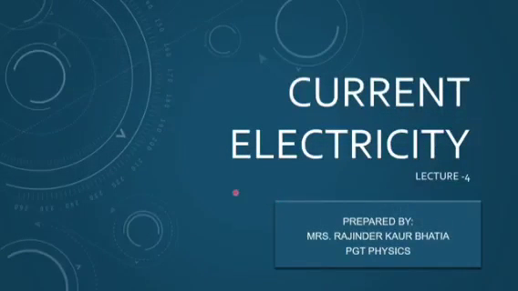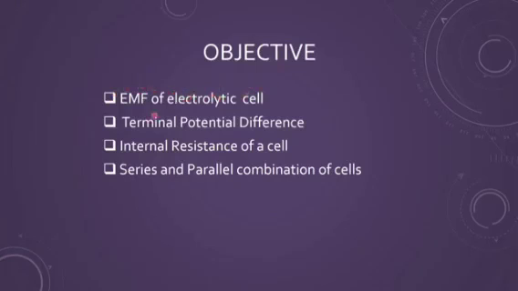Yes, beta, welcome to the class, and we are doing current electricity. We have already done the drift velocity, Ohm's law, and resistances in series and parallel. Today our objective is to find the EMF of an electrolytic cell. Of course, electrolytic cell means electrochemical cell we are talking about.